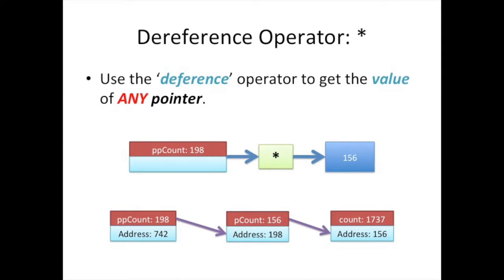So a little bit confusing there, but just remember that each time you use the address of operator to give you an address, you're going to use the dereference operator to get back to the thing. So if you use address of two times, then you'll need to use dereference twice to get back to the value. And again, we'll see this in some code example later on.